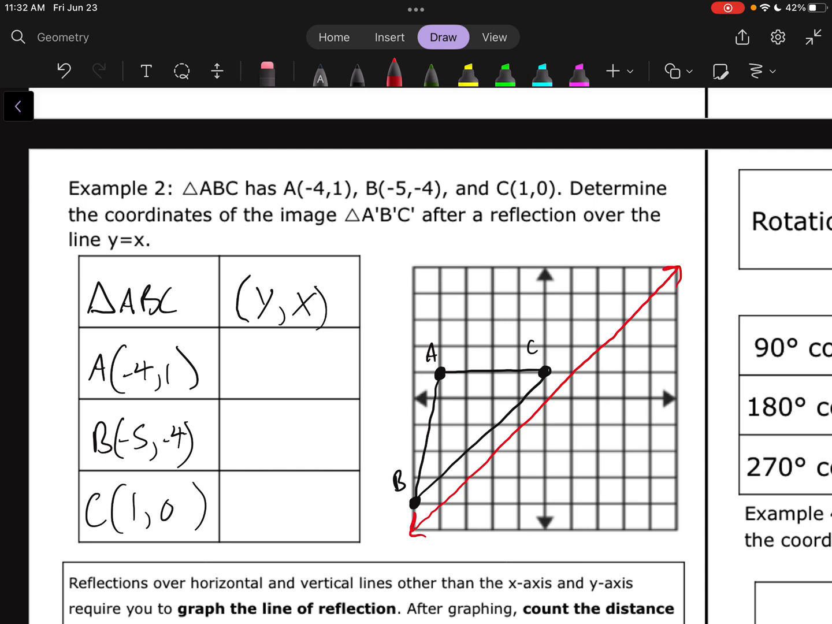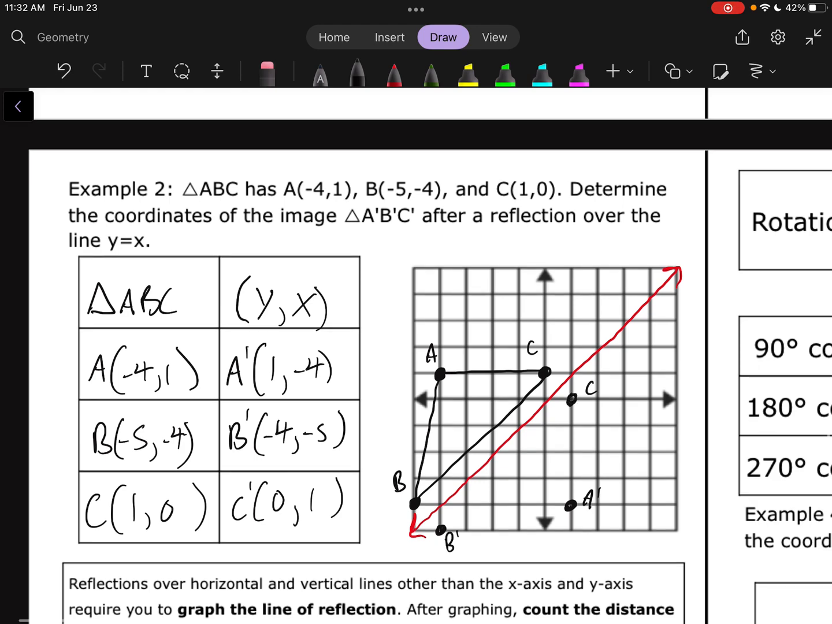And to do this rule, all we do is swap the x and the y value. So A prime will be (1, -4). B prime, just switching the x and the y value, would be (-4, -5). And C prime would be (0, 1). So let's plot those, see how that looks. (1, -4), A prime. (-4, -5), B prime. (0, 1), C prime.